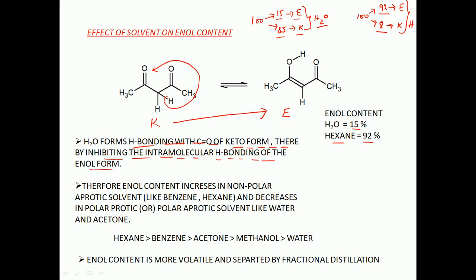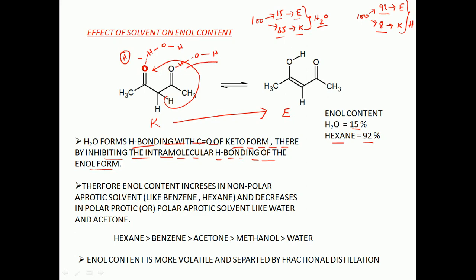But whenever you are taking water as a solvent, in water, HOH, you are having the hydrogen attached to the oxygen. Between this hydrogen and oxygen, you will get H bonding. Again, between this carbonyl oxygen and another hydrogen, you will have H bonding. This carbonyl oxygen is completely blocked from converting into the enol form. So most of the structure tries to be in the form of the ketone if you are taking water as the solvent.